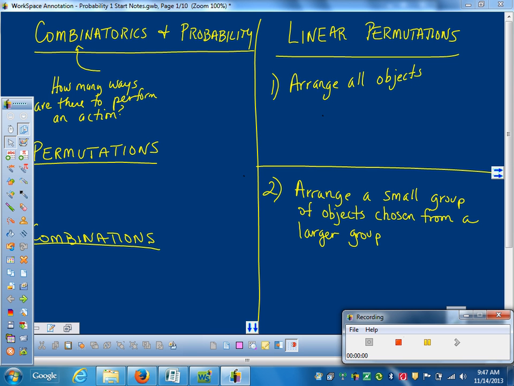Probability. Combinatorics, a big word we learned last year. It was bad. Why? Combinatorics is just a study of how many ways there are to do some action. How many different ways can it be performed?